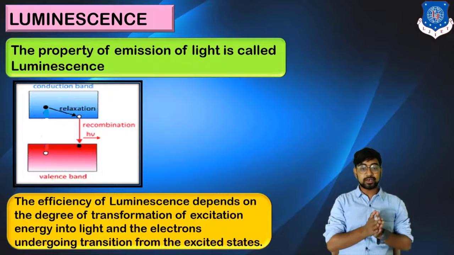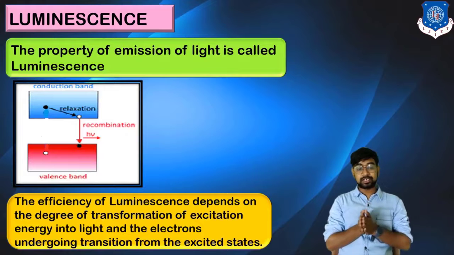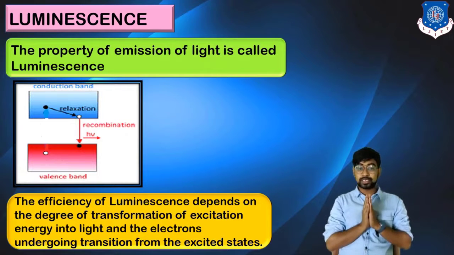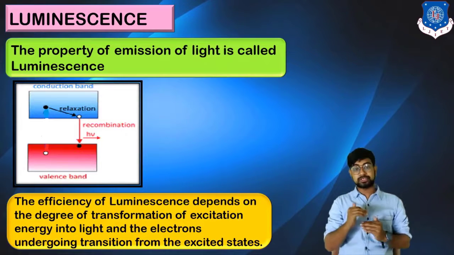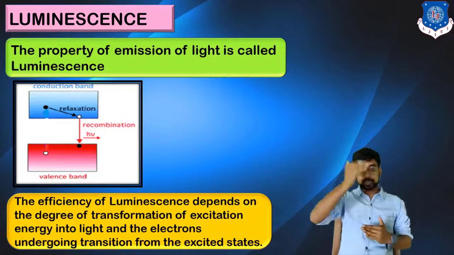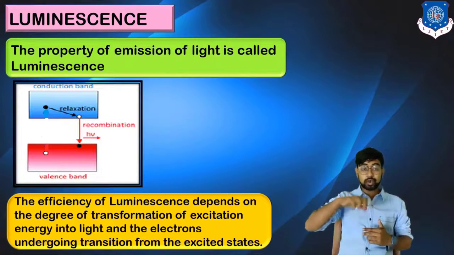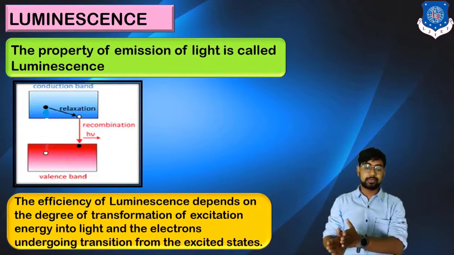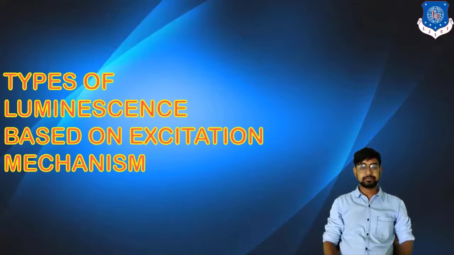The efficiency of luminescence depends on the degree of transformation of excitation energy into light and on the electrons undergoing the transition from the excited state. So basically two things are there: one, the transformation of the excitation, and second, the electrons that are undergoing the transition. The more electrons undergoing transition, the more light will be generated, hence luminescence will be high.